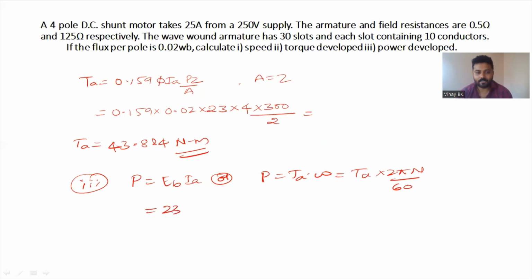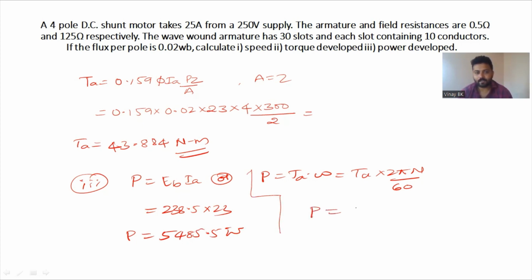So whichever you can use. EB 238.5 into IA is 23, you can get the value of power P. That is 238.5 into 23. So you can get 5485.5 watts. If you wanted to clarify, you can just use this also.